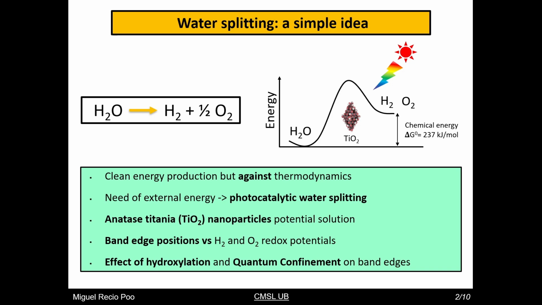For example, in photoelectrochemical cells, Titania is used as a catalyst, absorbing light and generating electrons and holes that facilitate this reaction, generating hydrogen and oxygen. For this reason, the band edge positions of Titania, and especially their relative position with respect to hydrogen and oxygen redox potentials, are of key importance. In this project, we have analyzed the effect of hydroxylation and quantum confinement on such band edges.